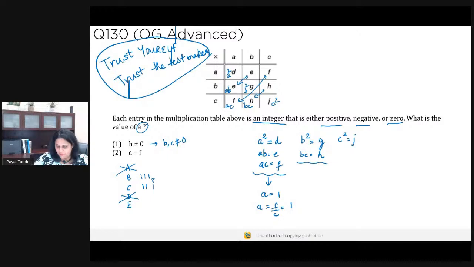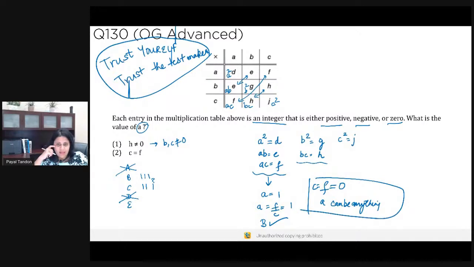Is that correct? No, it's not correct. Why is it not correct? What could be minus 1? Absolutely, F or C could be 0 as well. AC is equal to C is equal to F, and C equal to F could be equal to 0. In that case, A can be anything, right?